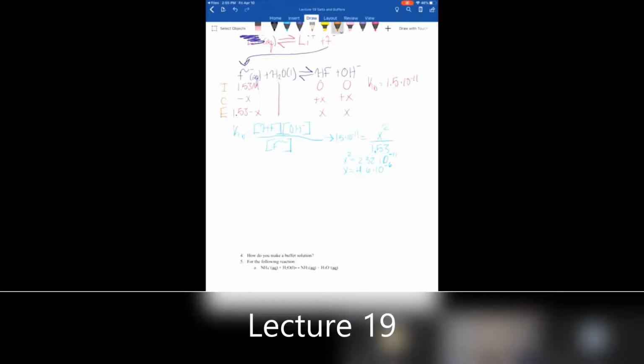So here's your OH minus concentration. It equals 4.6 times 10 to the negative 6. And you can find pOH by taking the negative log. So pOH equals negative log of your OH concentration. And then you're going to do 14 minus pOH equals pH.